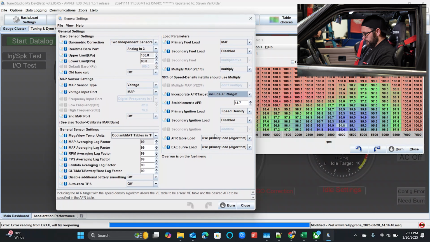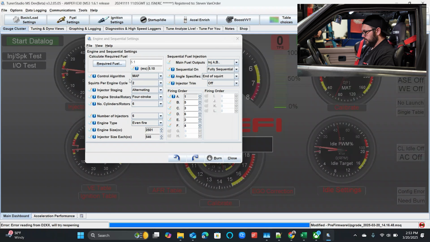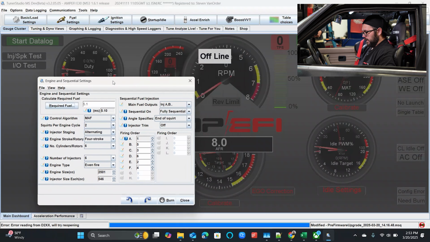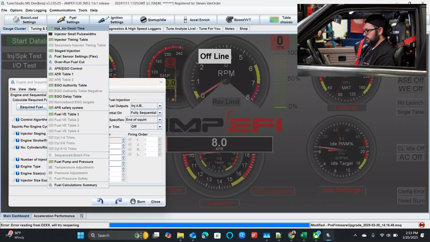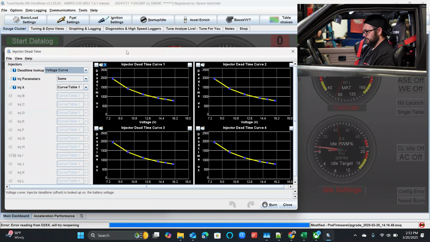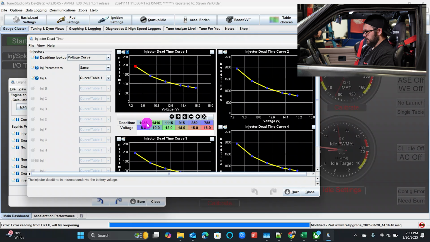All right, moving on. So our required fuel is set, and now what we need to do is update our injector dead times. Our injector dead times are right here under fuel settings. Now we are looking at the 1.6 firmware, and the voltage curve is done in microseconds, okay? Not milliseconds, microseconds.